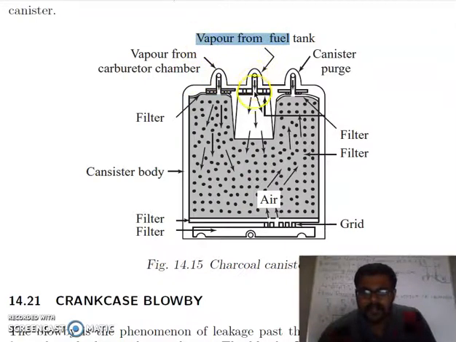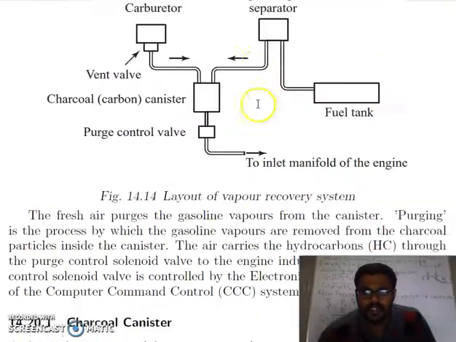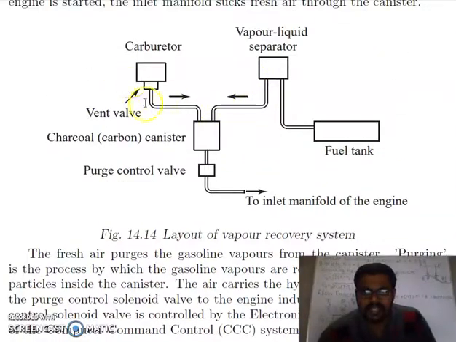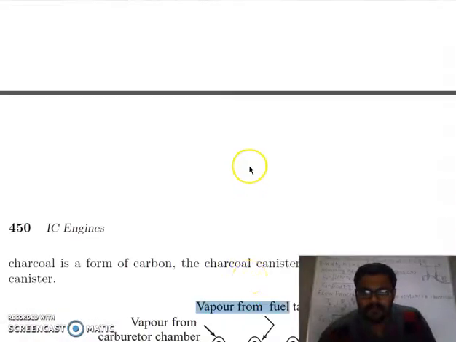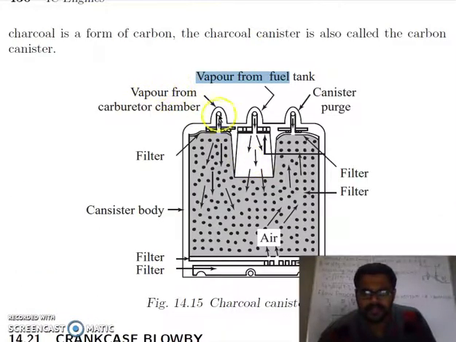This line will come from the fuel tank here. And the second line is the one which will come from the carburetor. You can see here, this line comes from the carburetor, vapor from the carburetor chamber. And the third line will go to the purging, it is used for the purging. So what will happen?